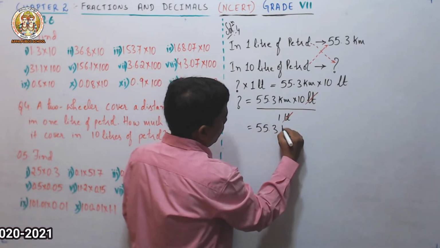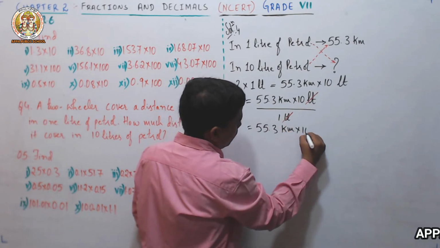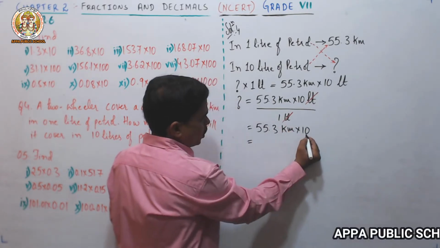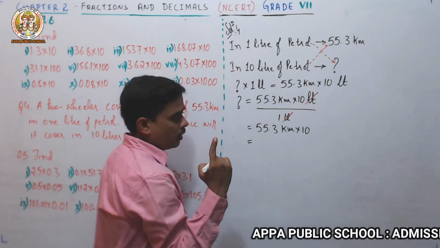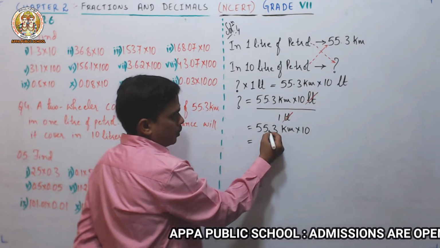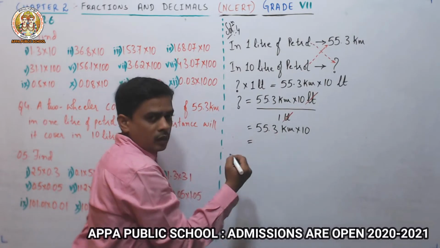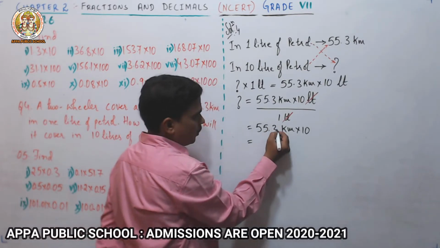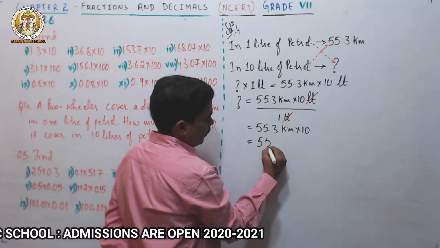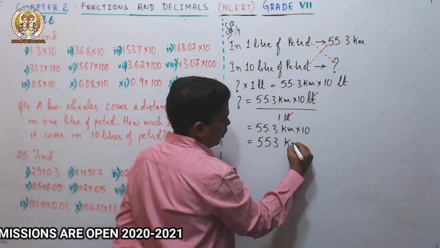55.3 kilometer into 10. So that is equal to, how many zeros are there here? 1 zero is there. You are multiplying. Here where the point is there? After 3, that is one position. Shift this point after one position. That it will be equal to 553 kilometer.